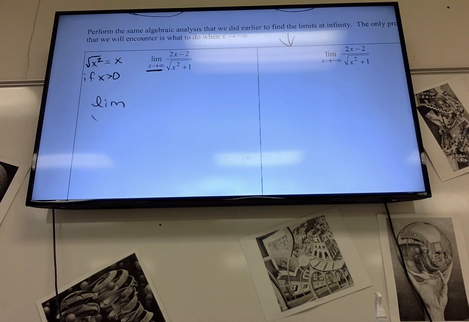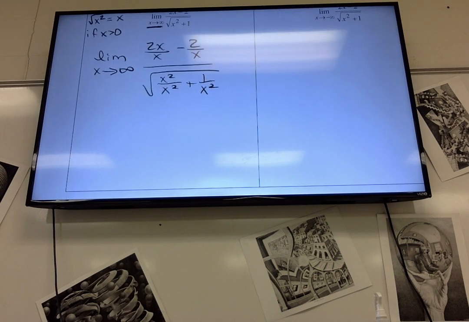So the limit as x approaches infinity of 2x over x minus 2 over x, over the square root of x squared over x squared plus 1 over x squared. Because it's all under a square root, so that's just x.